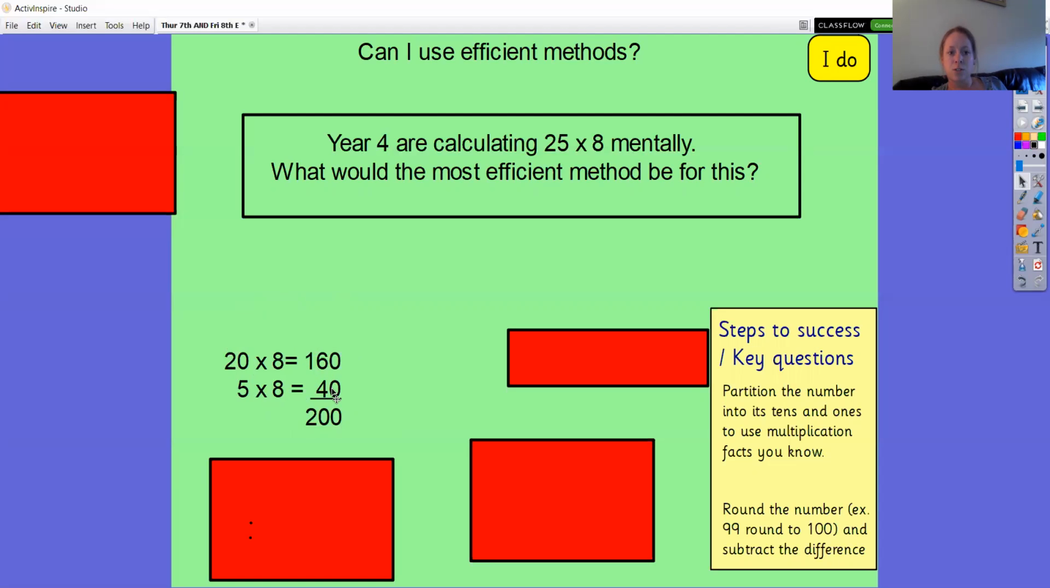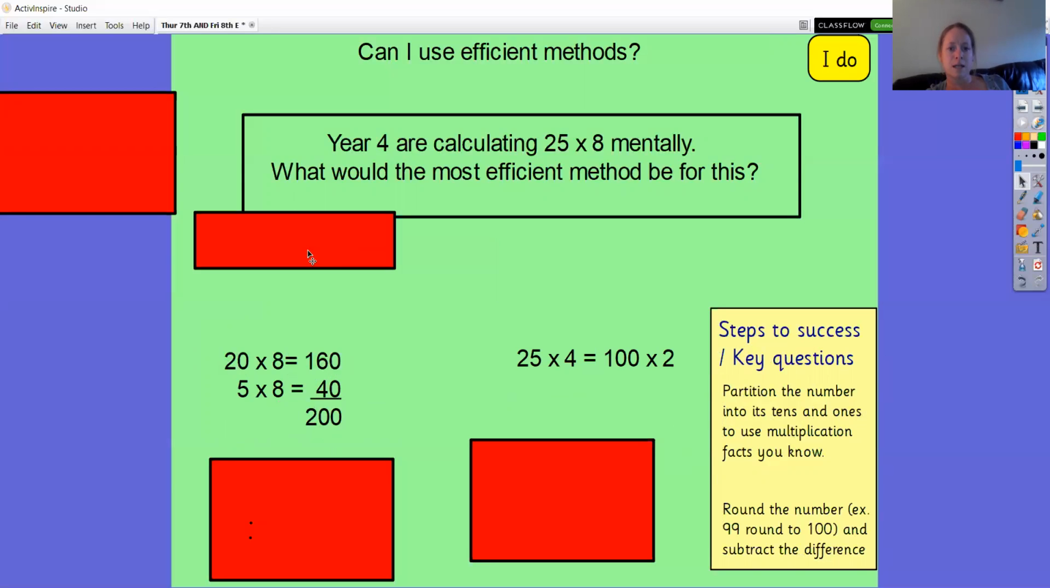5 times 8 is 40. If you don't know your 8 times table very well, don't forget you can do it the other way around. So you could count in 5s until you get to 5 times 8. 5, 10, 15, 20, 25, 30, 35, 40. And then we're just doing a column addition to add those together. So that's one way of working out that sum, the partitioning method, which is what I've talked about down here. Partition the numbers into tens and ones, and then use your multiplication facts to help you. We were using 2 times 8 to help us know that 20 times 8 is 160.